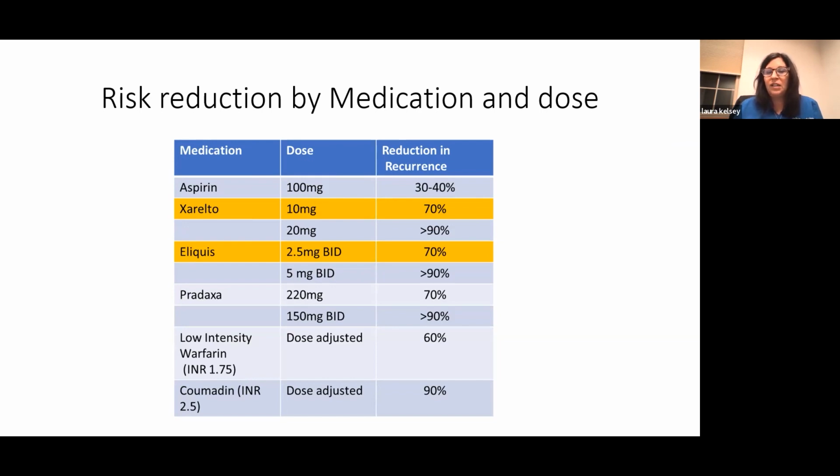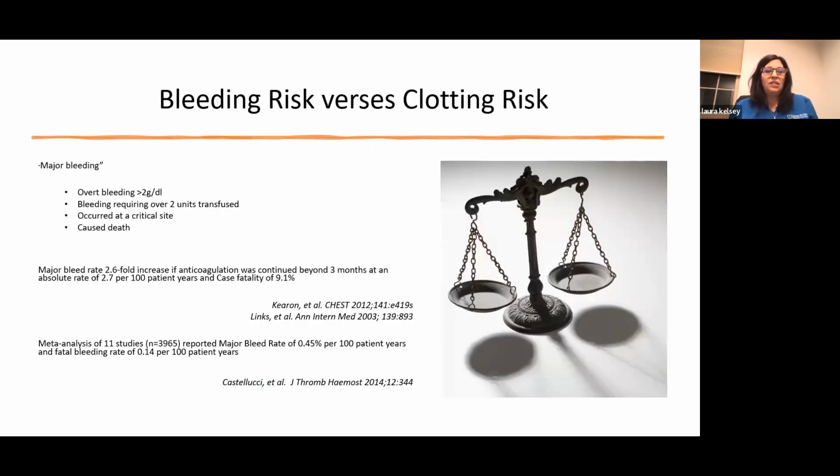The balancing act here is that the bleed rate is not insignificant. So a major bleed is considered overt bleeding, where over 2 units are transfused, it occurs at a critical site, or it causes death. And Kearon published in 2012, like, hey folks, there's a 2.6-fold increase of bleeding with anticoagulation if it's continued beyond that 3 months. That we're extending this risk for these patients to what benefit?